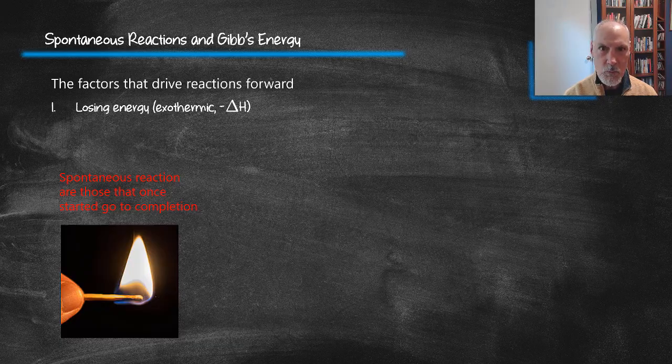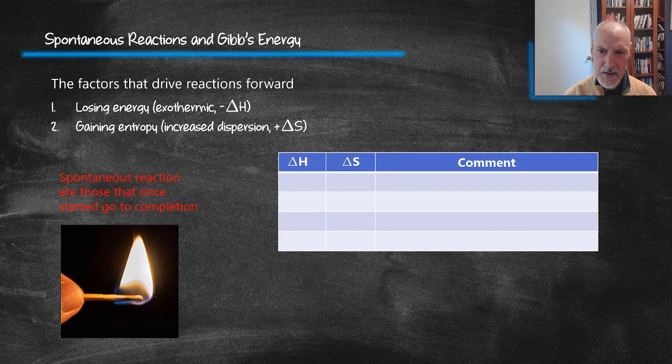First of all, one thing spontaneous reactions tend to have in common is that many of them tend to be losing energy. They're exothermic, or negative delta H. They also tend to gain entropy, positive delta S, or increased dispersion of matter and energy. I want to look at various combinations of these factors and make some comments about their spontaneity.